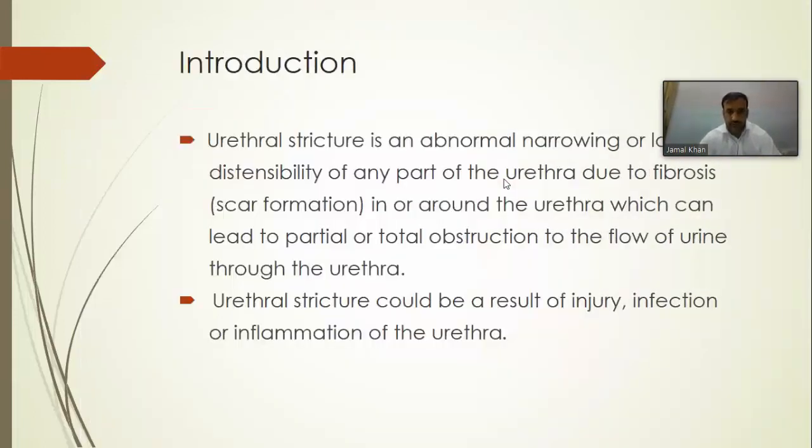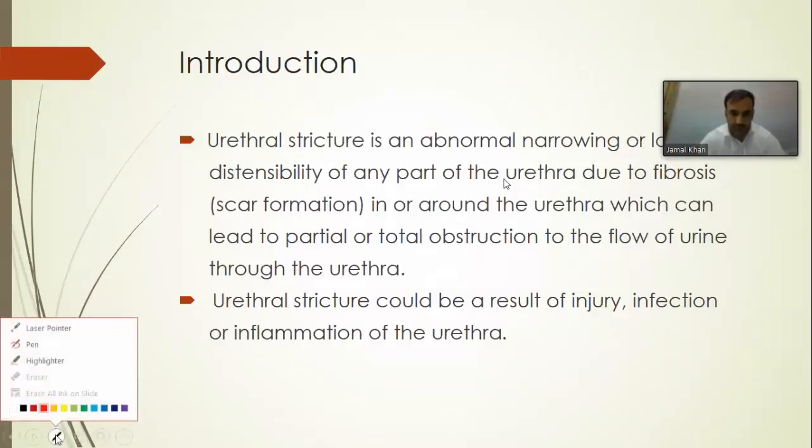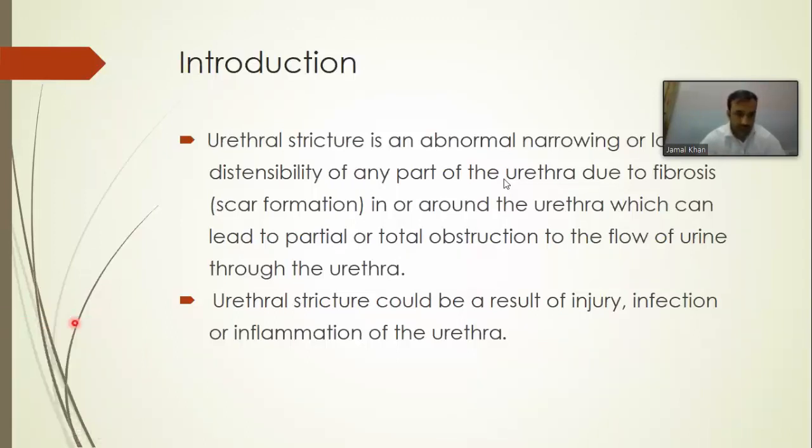Introduction. Urethral stricture is an abnormal narrowing or loss of extensibility of any part of the urethra due to fibrosis and scar formation in and around the urethra, which can lead to partial or total obstruction to the flow of urine through the urethra. Urethral stricture could be a result of injury, infection, or inflammation of the urethra.